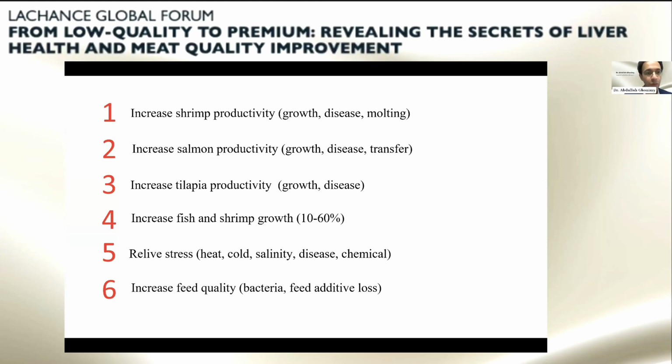The fifth one is already a very important point in aquaculture. It's related to stress. Whatever this stress is, a heat stress, cold stress, or even salinity, disease, chemicals, any kind of abnormal thing that comes into the body and gives the body a higher load and stress. The last one is related to feed quality, how much bacteria it has, the feed additives, the feed additive loss, and the palatability, feed intake, and so on.